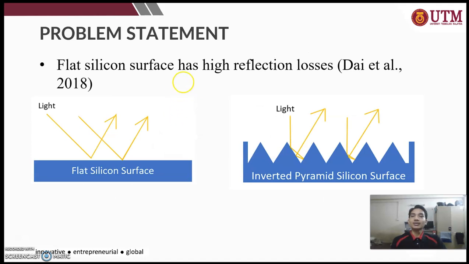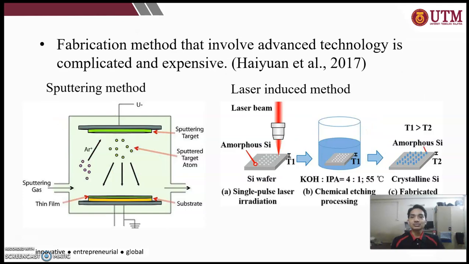And then the problem statement. Flat silicon surface has high reflection losses. As we can observe in this figure, when the light hits the flat silicon surface, it reflects immediately back to the environment, which results in high reflection losses. But with inverted pyramid silicon surface structure, the light reflects between the inverted pyramid silicon slope planes first before it reflects back to the environment, which results in low reflection losses.